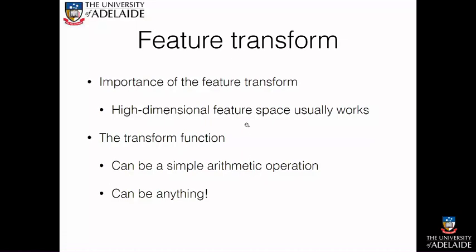So the projected space, its dimension is almost always higher than the original one. As I said, because we want to make the data sparse in the projected space. And of course, the transform function can be any function, right? But as I said, it's not explicitly defined. It's implicitly defined through this kernel function.